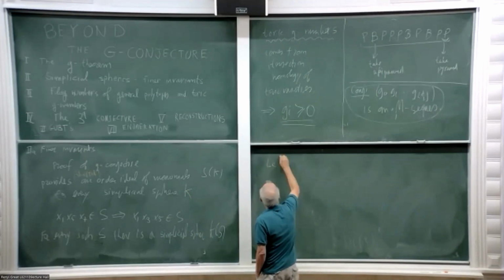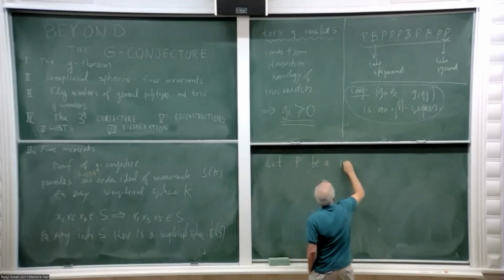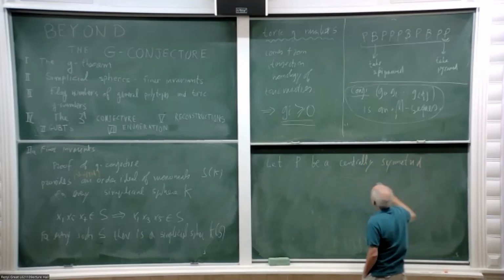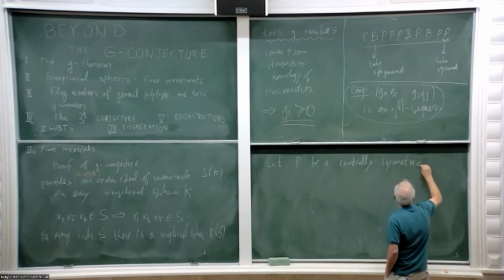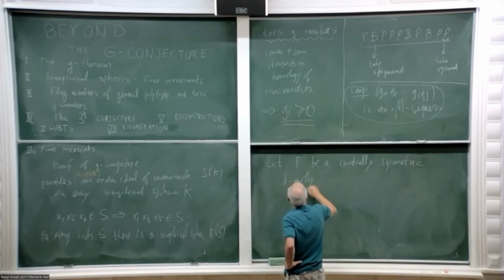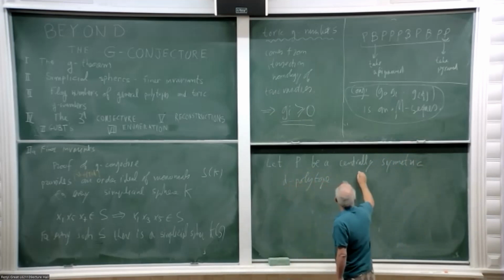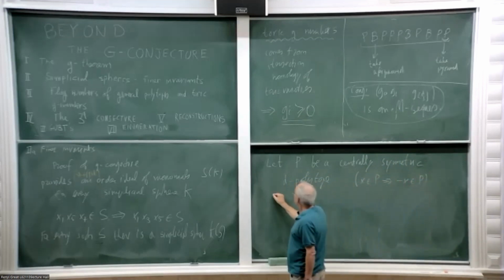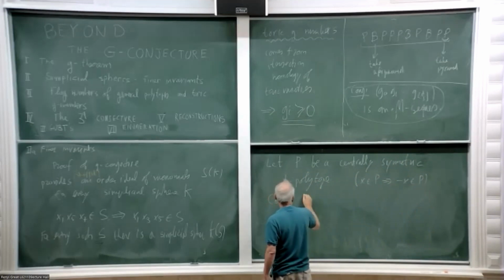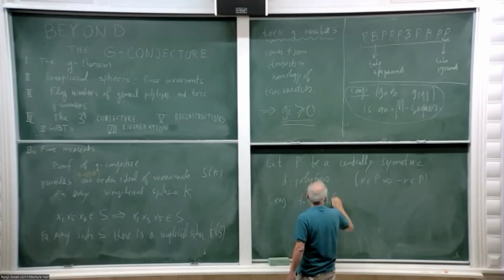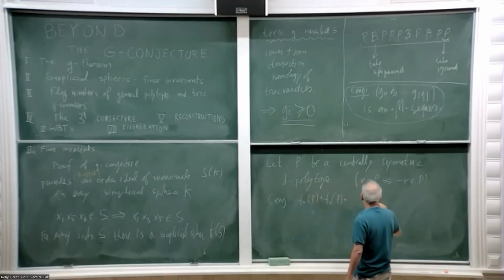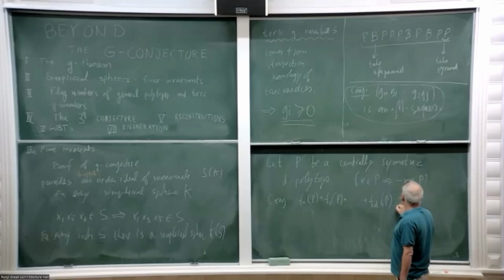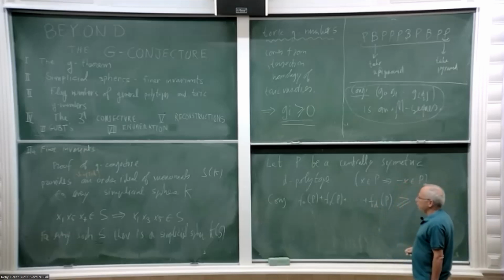So let P be a centrally symmetric d-polytope. Centrally symmetric means that if x belongs to P, this implies that minus x belongs to P. And then there is the following conjecture: f_0(P) plus f_1(P), and so on, plus f_d(P), where f_d(P) is 1, this is just for the entire polytope, is greater or equal than 3 to the d. So this is a conjecture.